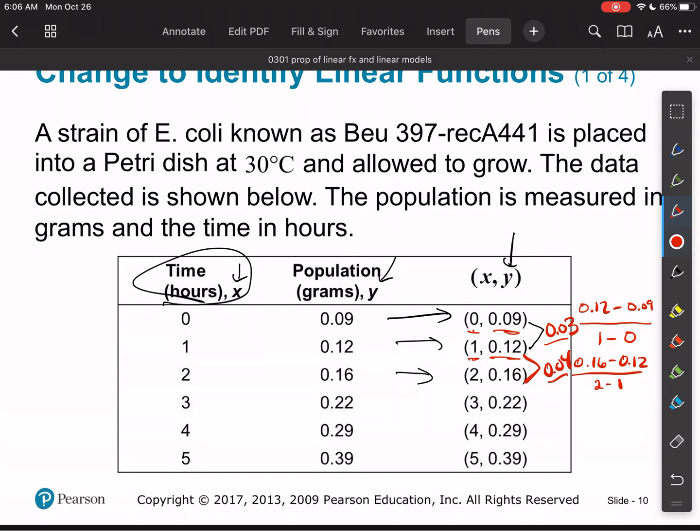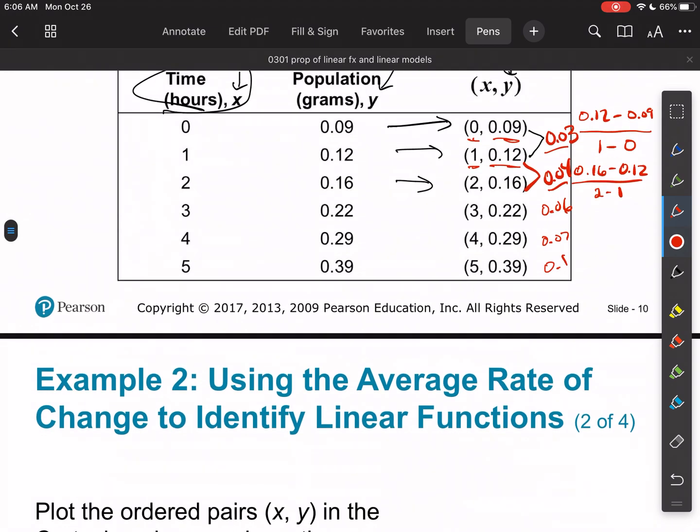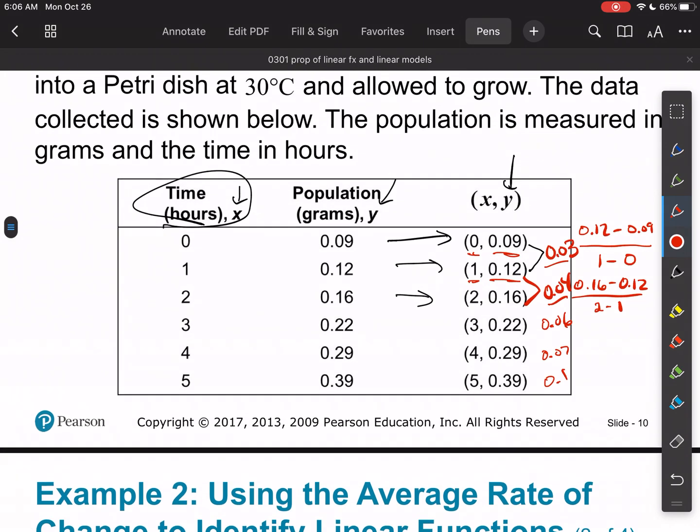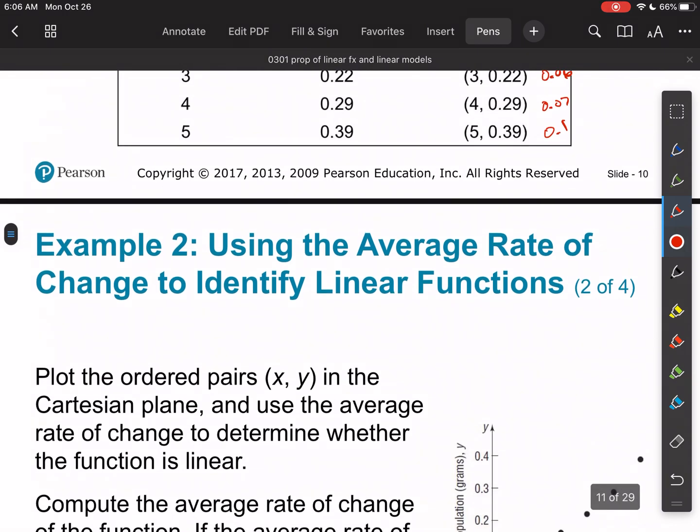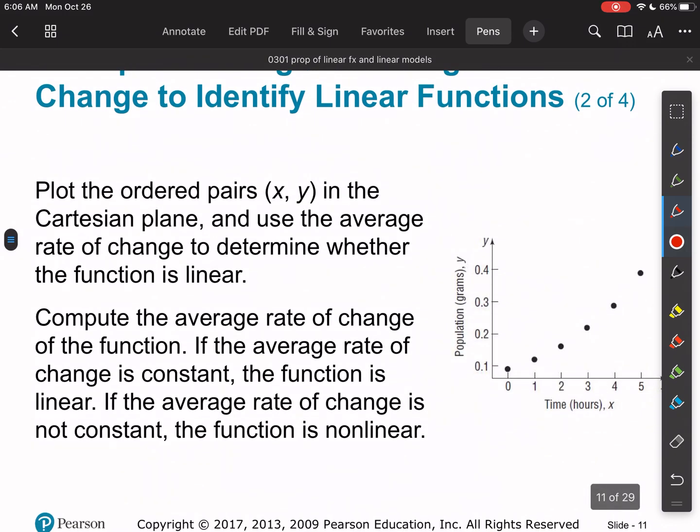And if I keep going here, it looks like the next one would be something like 0.06, and then it would be 0.07, it looks like, and then let's see, what's the last one? 0.1 or something like that. Okay, so the rate of change is definitely increasing over time, and if that happens, you will get a graph that looks something like this.